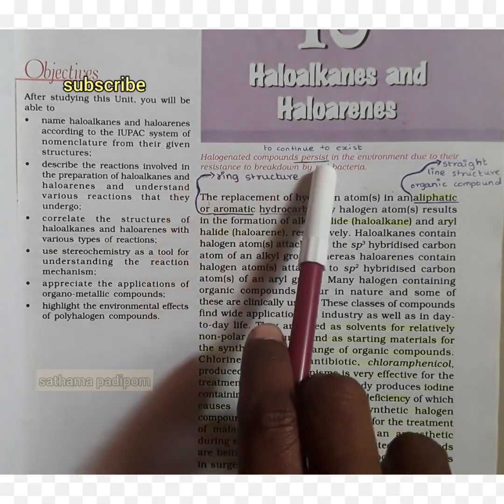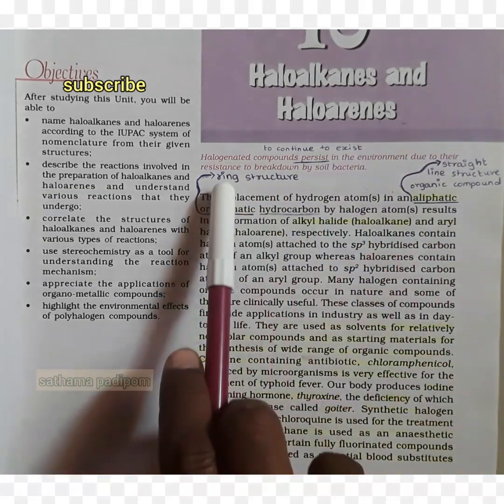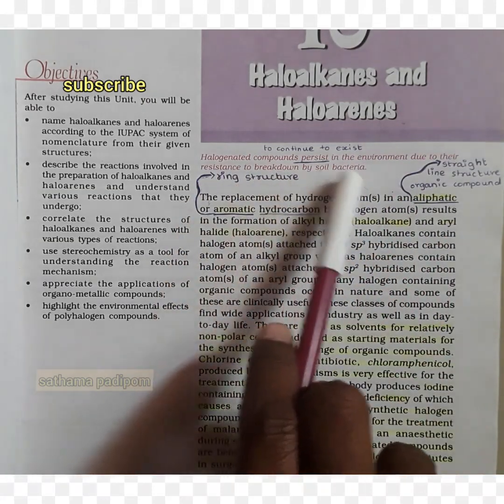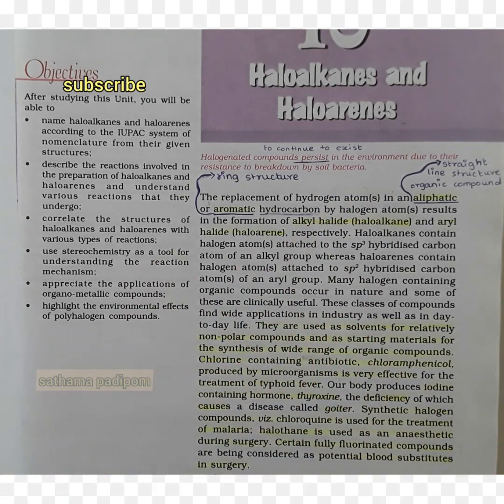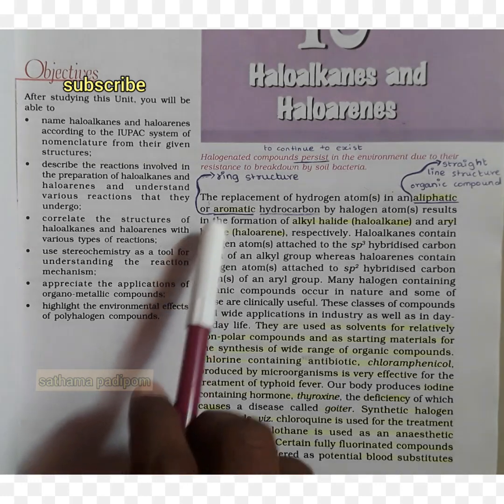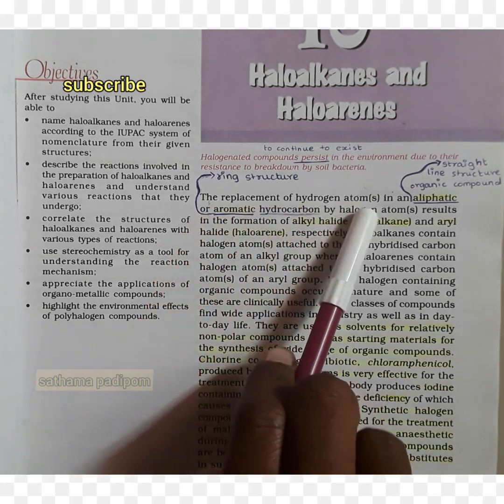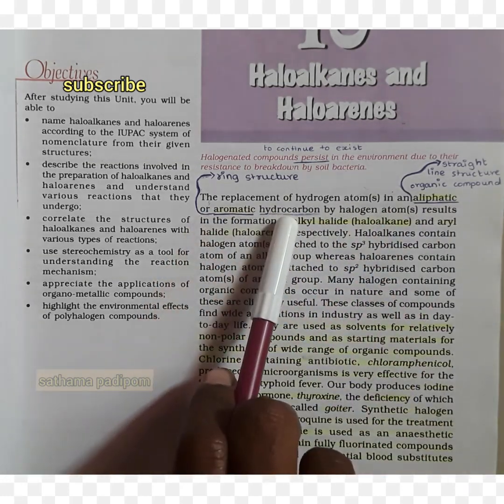Halogenated compounds persist in the environment due to their resistance to breakdown by soil bacteria. Okay, so what does persist mean? It is existing continuously.